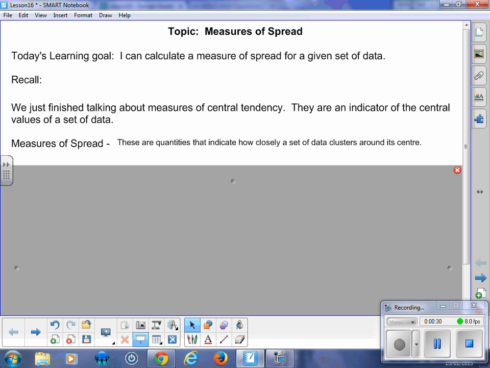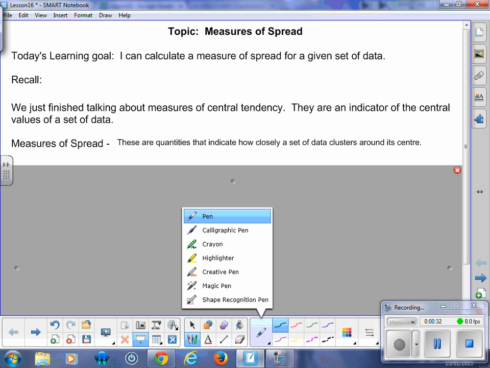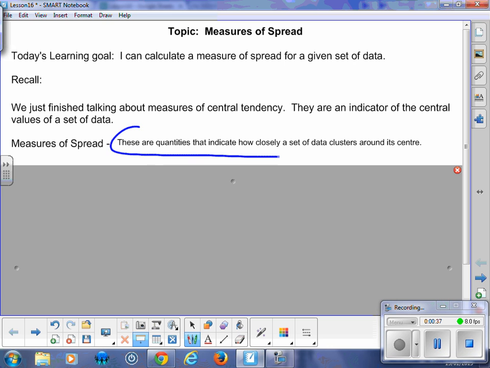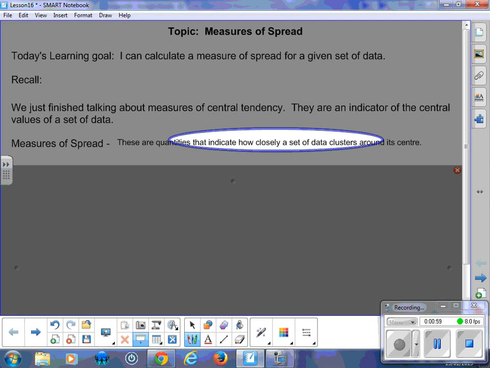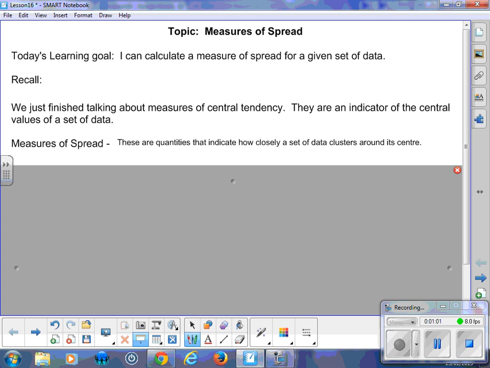So in your notes, this is where you'd copy down that definition, and that's what I'm going to start with at the moment. So what are measures of spread? These are quantities that tell us how closely data is clustered around the center. With measures of central tendency, we're talking about where the center of the data is. Now we're talking about how far our particular data is from those measurements. So that's the focus here.